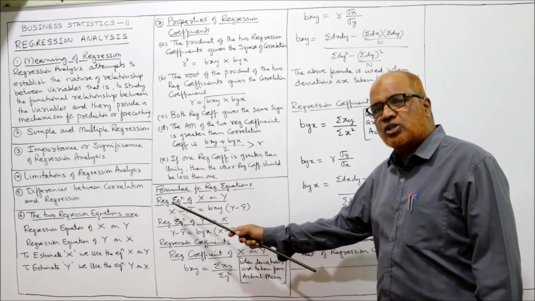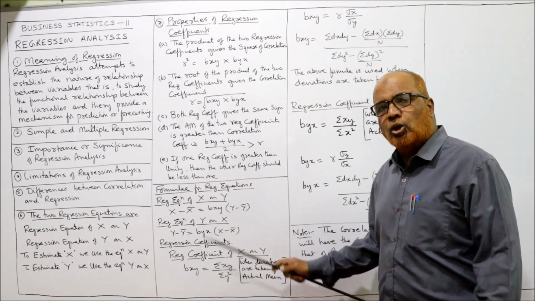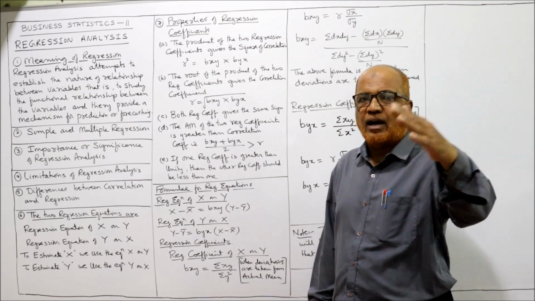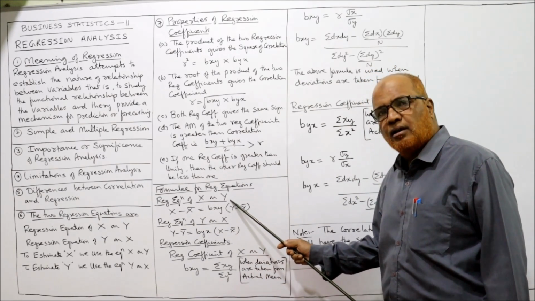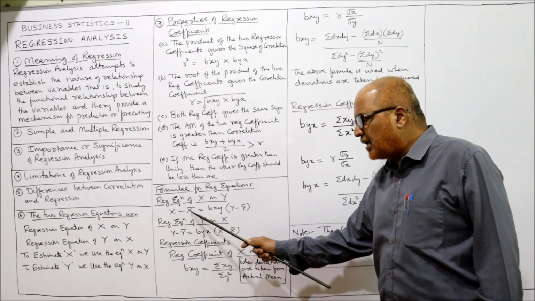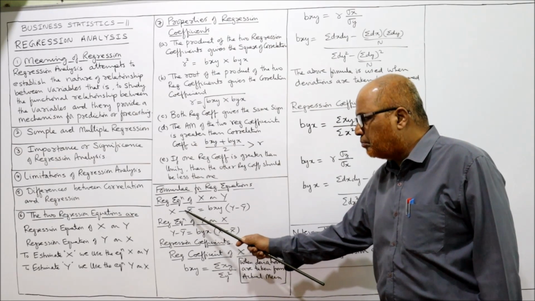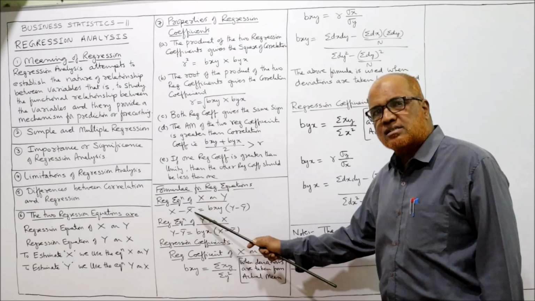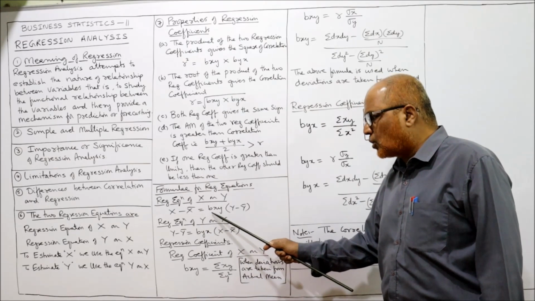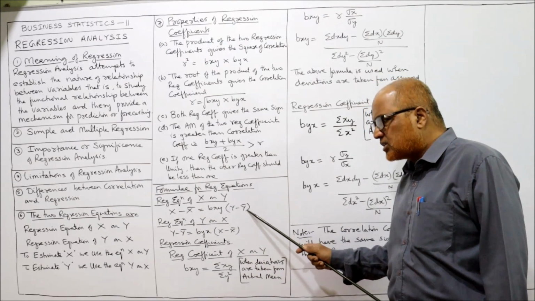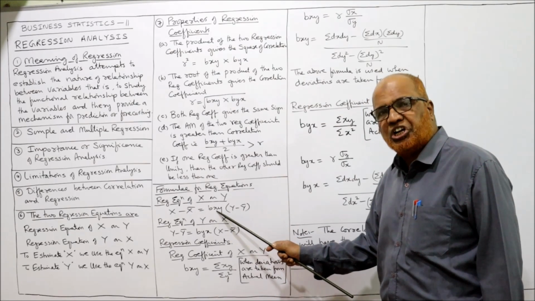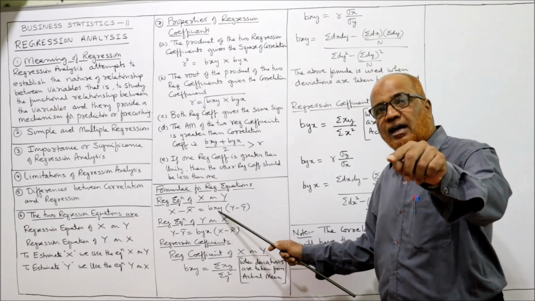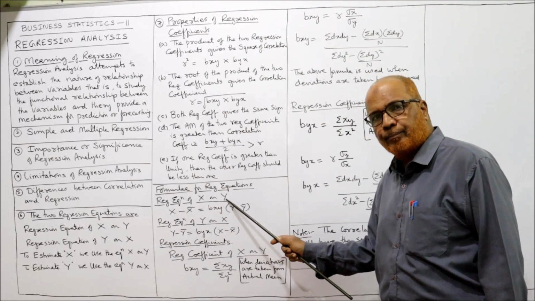Formula for the regression equation of x on y. There are two regression equations, x on y and y on x. First, the regression equation of x on y. The formula is x minus x bar, where x bar means the mean of x, is equal to bxy into y minus y bar. Bxy is called the regression coefficient of x on y.